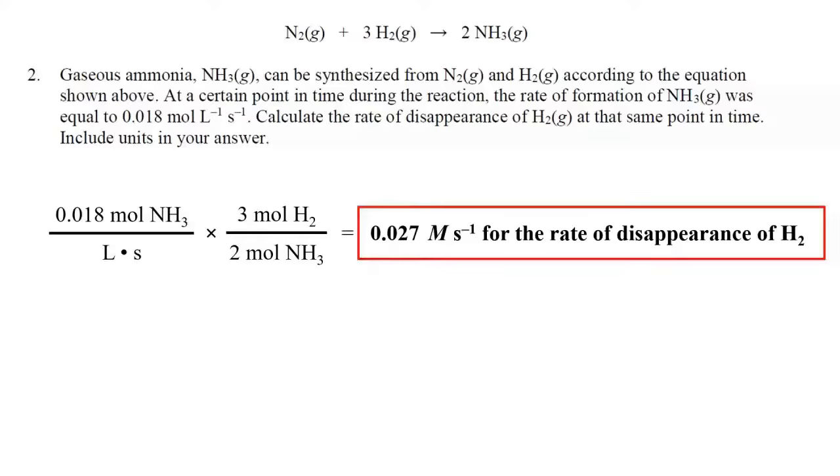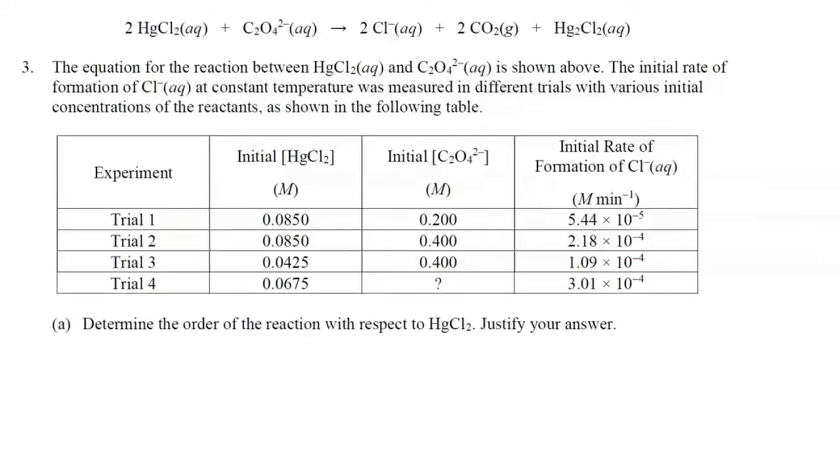Now let's move on to question 3 in the packet. So in question 3, it says the equation for the reaction between HgCl2, that's mercury chloride, and C2O42-, that's an ion known as oxalate, is shown above, and the initial rate of formation of chloride at constant temperature was measured in different trials with various initial concentrations of the reactants as shown in the following table. Part A. Determine the order of the reaction with respect to mercury chloride.